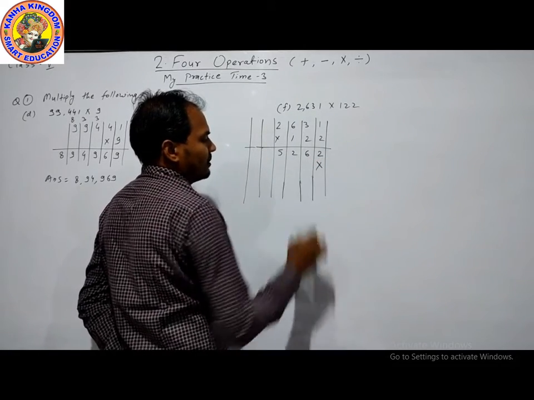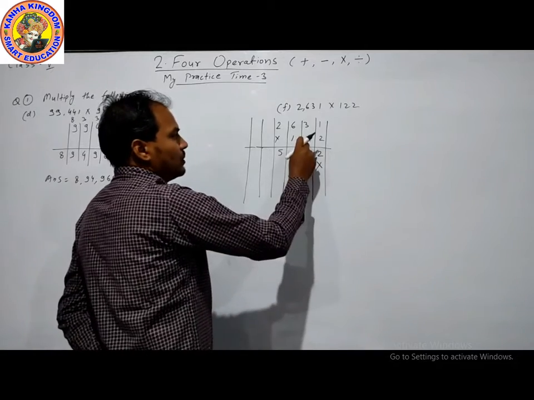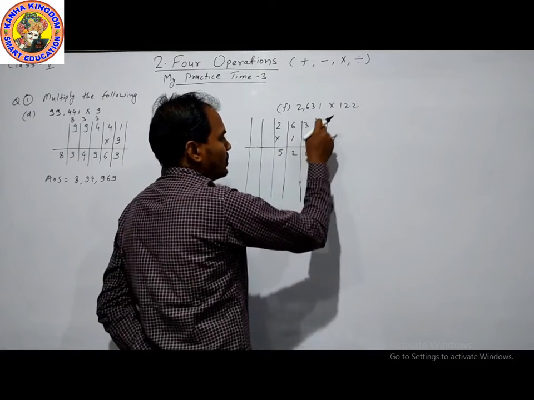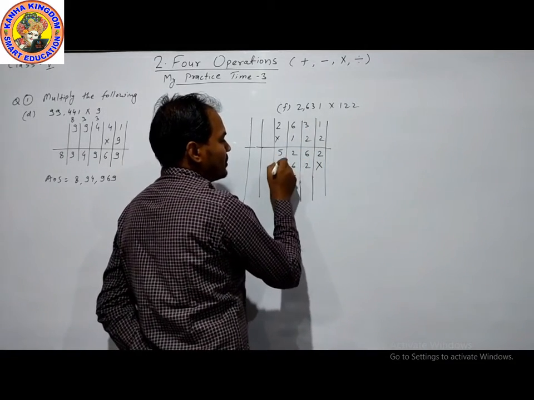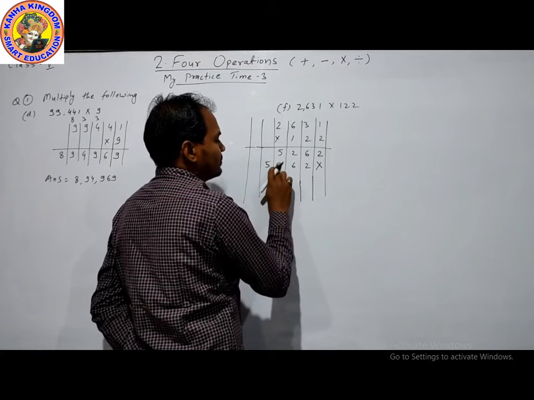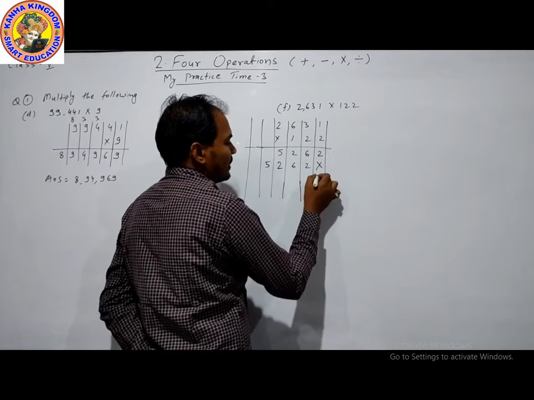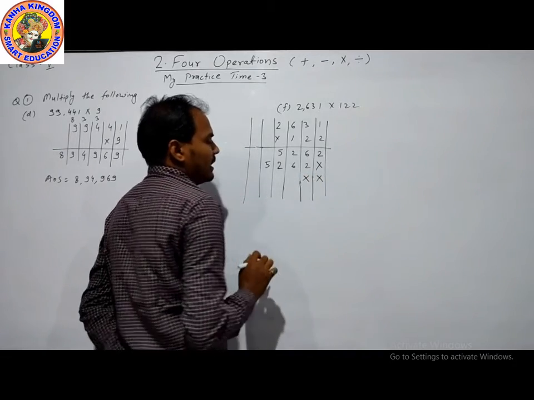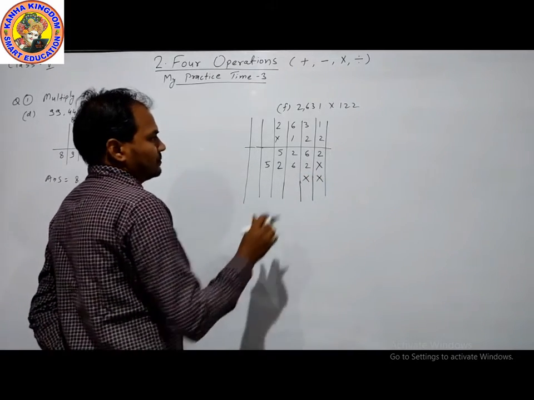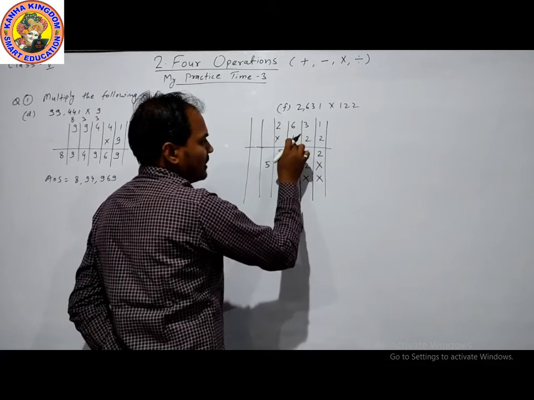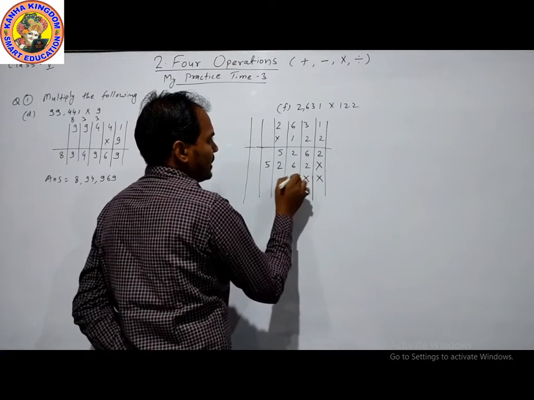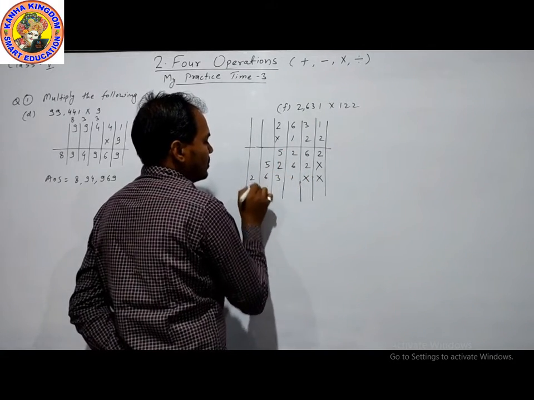Now leave one block. 2 multiply by the number, 2 into 2, 2, 6, 2, 5. Now we will multiply by 1. So leave the 2 columns. Here are the 2 columns which we will leave, and 1 will multiply by 1, 3, 6, 2.